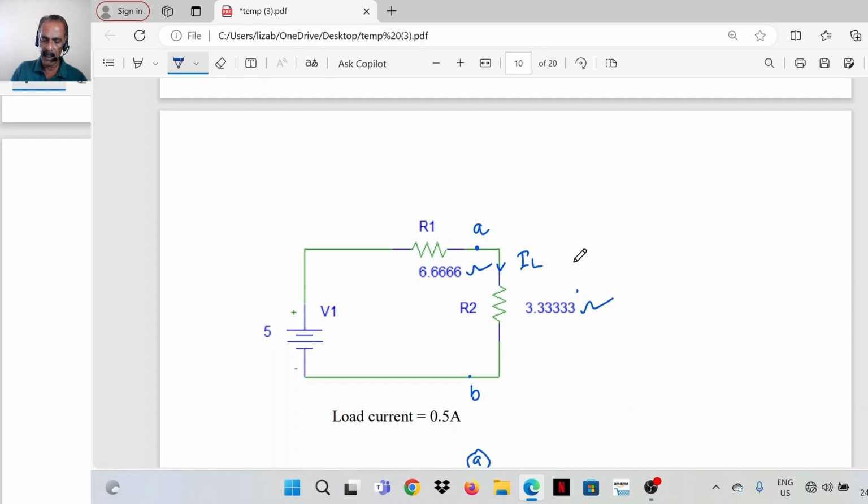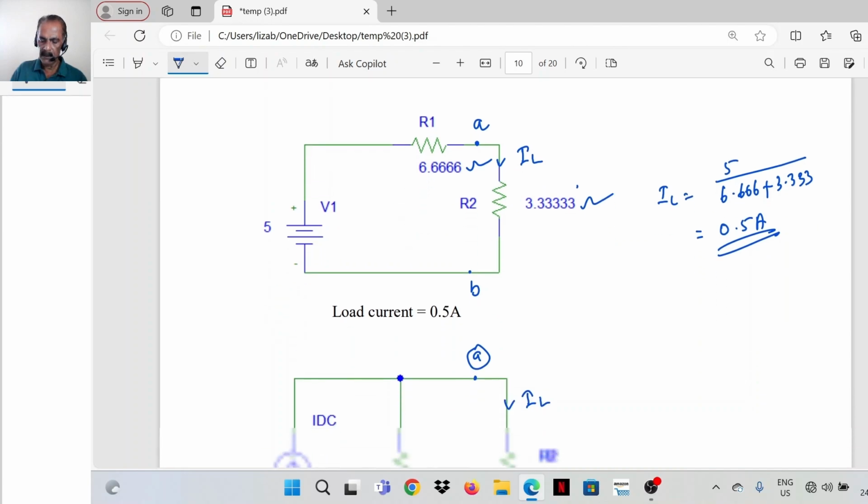And what is the load current? Load current IL is equal to 5 divided by 6.666 plus 3.333, that is 10. So 5 by 10 is 0.5 amp.